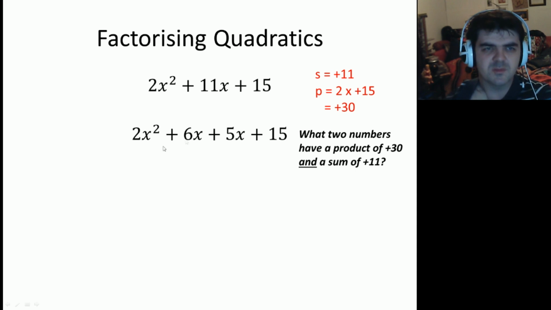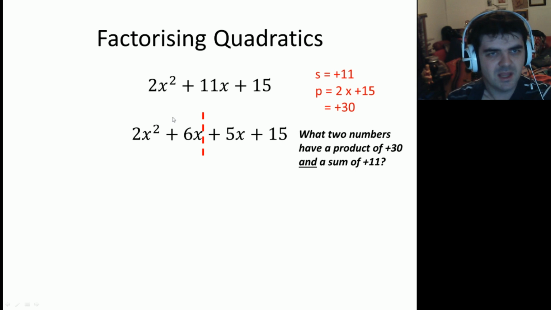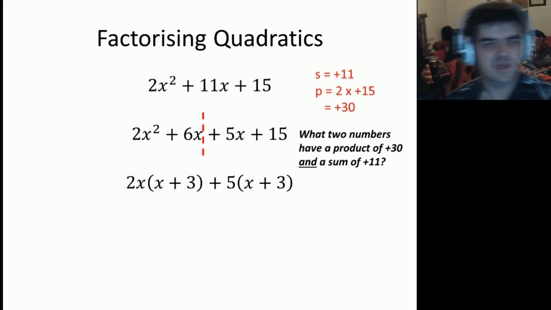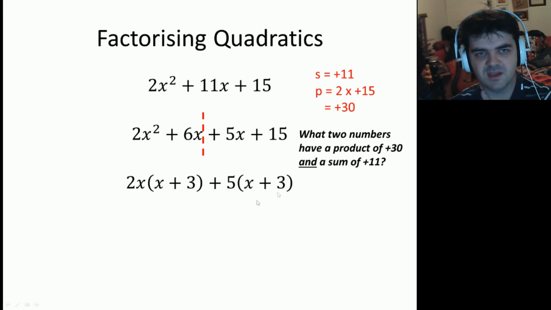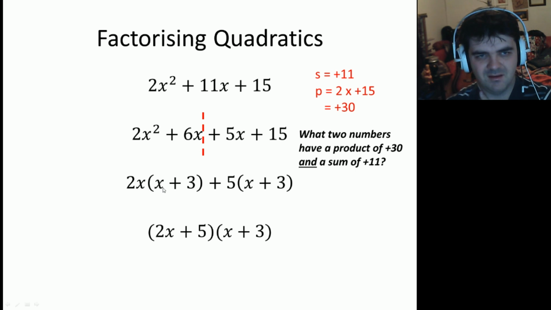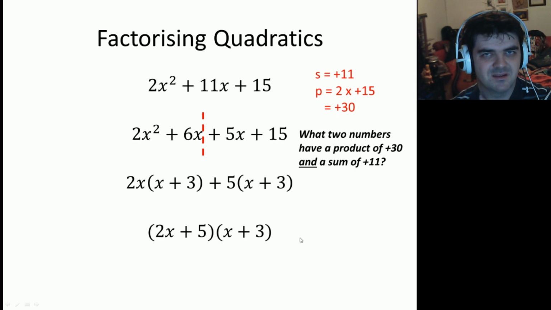Okay, and you want to group them as such so that I can factorize each of these expressions. If I look at the first two bits together and put a little line down them, then I can take the 2x out of that, give x plus 3, and I can take a 5 out of that and get x plus 3 again. If you take the x plus 3 out as a factor of both of those, you're just left with 2x plus 5. Get it? I'll show you another one.